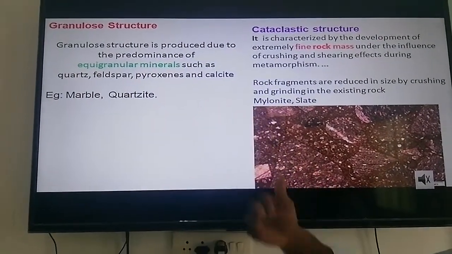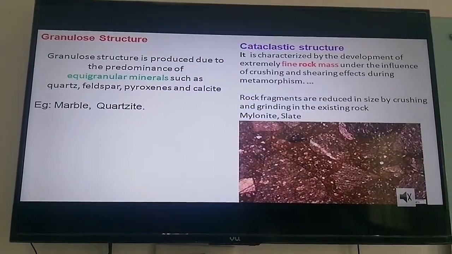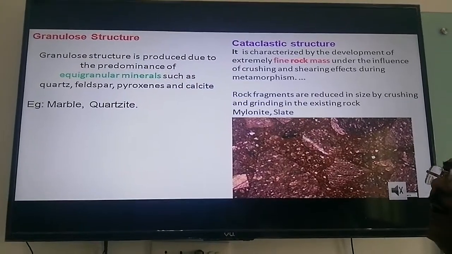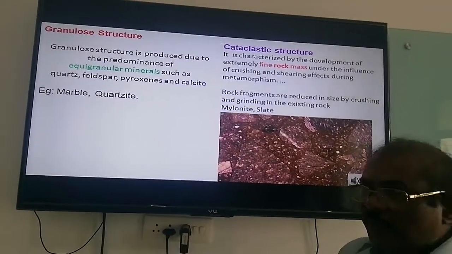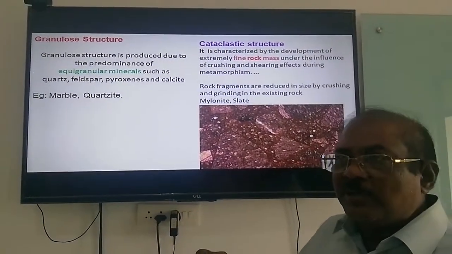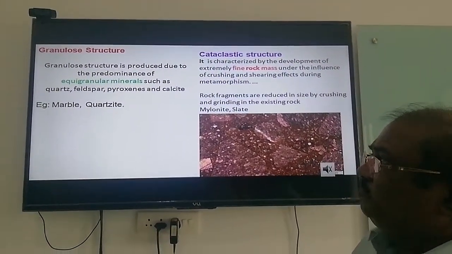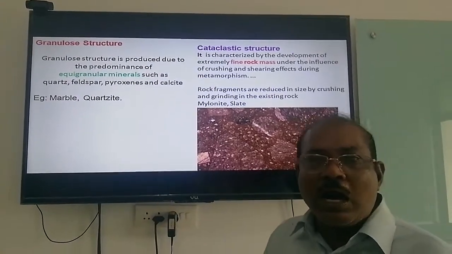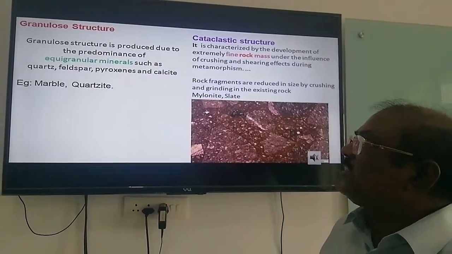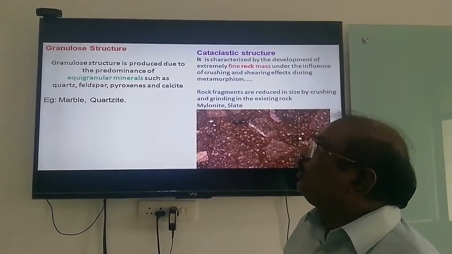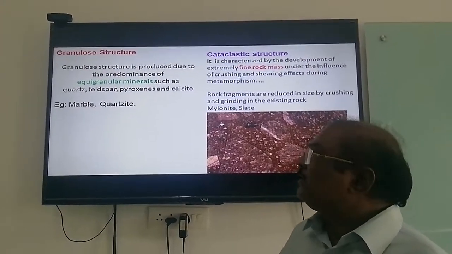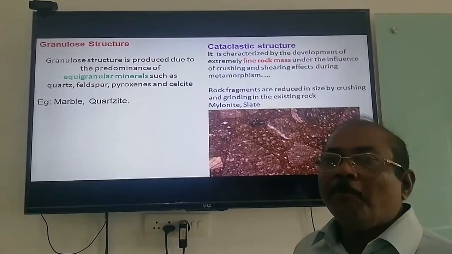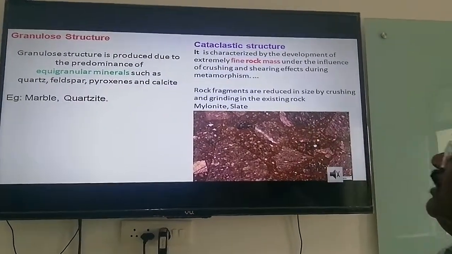Granulose structure. Granulose structure is produced due to the predominance of equigranular minerals. That means all the mineral dimensions are of equal size. Examples: quartz, feldspars, pyroxenes and calcite. So we can see granulose structure especially in the metamorphic rocks, namely marble and quartzite.